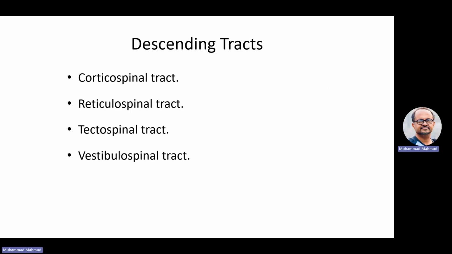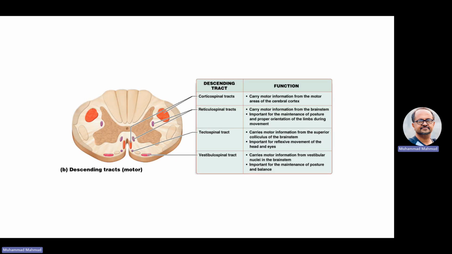whereas the descending tract is going downwards, corticospinal, reticulospinal, tectospinal, vestibulospinal. So those are the things you see here in red color. They are going downwards. So these are actually the highway of information, highway of nerve impulses that is moving very fast between spinal cord and the brain through those tracts, ascending and descending tracts. That is all for this lesson.